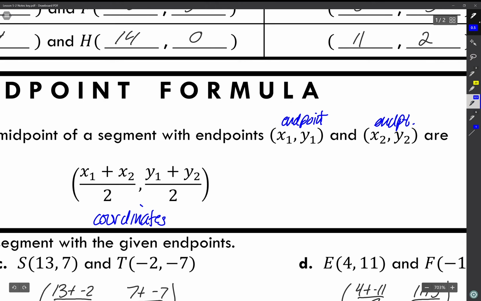So the formula says we take the two x's, add them, and divide by 2, which is what we did right there. x1 plus x2 divided by 2 is your x coordinate of the midpoint, and your y coordinate is going to be just adding the two y coordinates of the endpoints and dividing by 2. That's what we have right here.